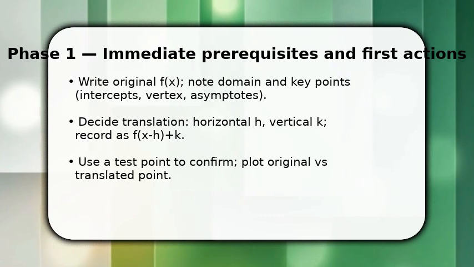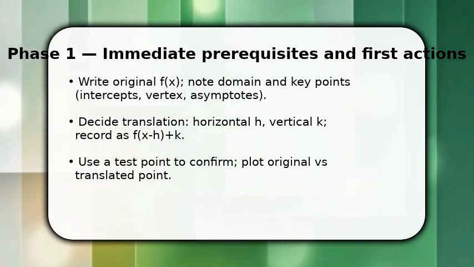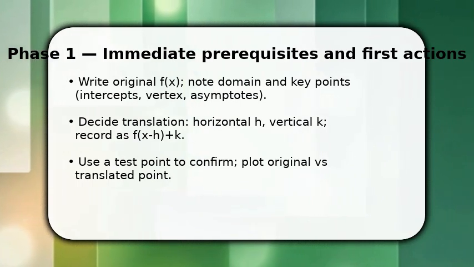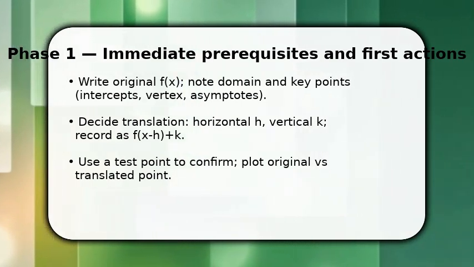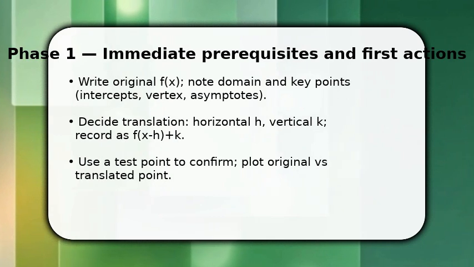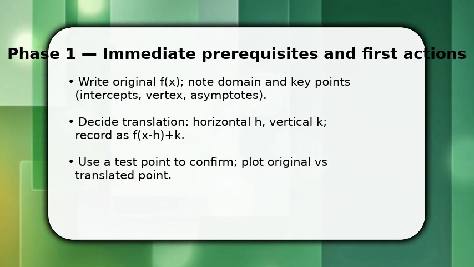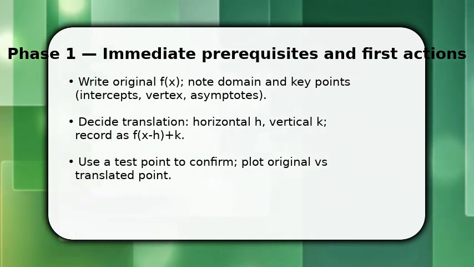You start by writing down the original function and marking its key points, intercepts, and important features. Next, identify the horizontal shift h and vertical shift k you want and express the target as f(x−h) + k. Why do this? Because separating shifts preserves shape and makes computation mechanical.